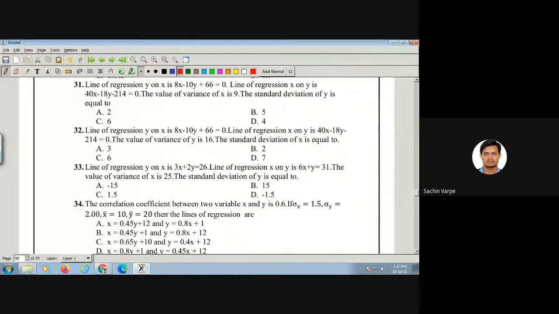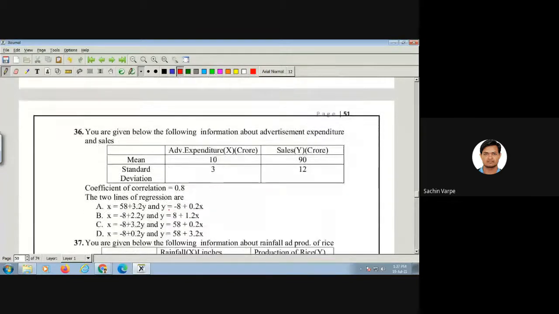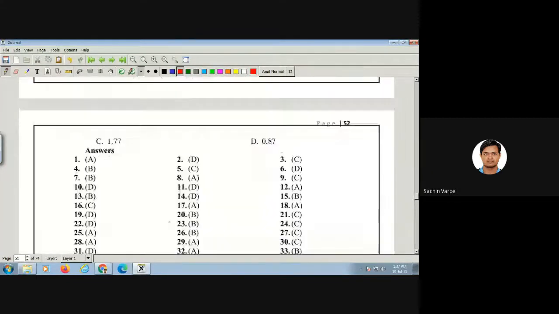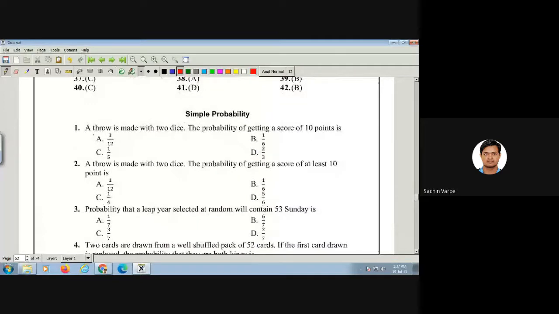Let's have some probability questions. A throw is made with 2 dice, then what is the probability of getting a score of 10 points? These are simply based on the basic probability definition: probability of A is the number of favorable outcomes upon total outcomes.